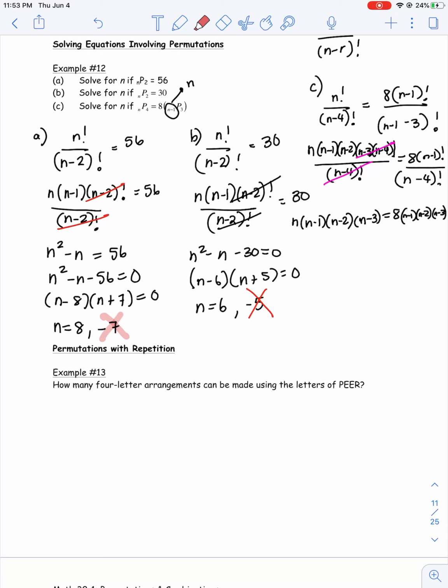Another thing you should notice is that if you have the exact same factors on the left and right side, they will cross each other off. So those will cross each other off, the n minus 2's will cross each other off, and the n minus 1's will cross each other off, leaving us with a final answer of just n by itself on the left equaling 8. So this is our final answer.